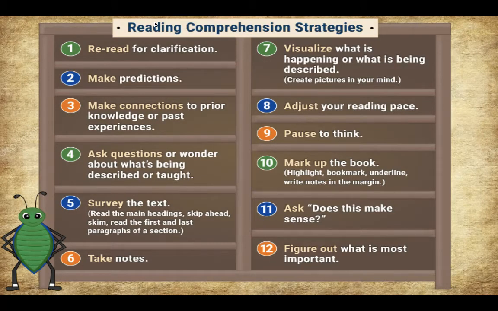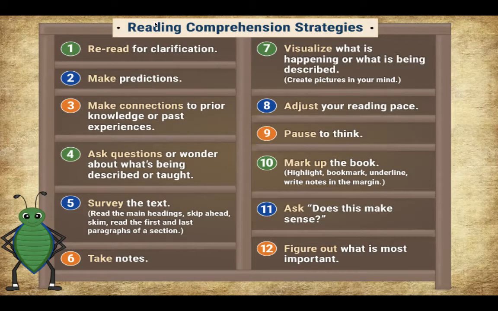Some reading comprehension strategies are as follows. You reread the passage for clarification. You can make predictions, make connections to prior knowledge or past experiences, ask questions, or wonder what's being described or taught. Survey the text, that is, you can read the main headings, skip ahead, skim, read the first and last paragraphs of a section. You can take notes. You can visualize what is happening or what is being described. So you can look at the literary devices like metaphor, simile, personification, and how they help you to visualize the passage and make it come alive for you.